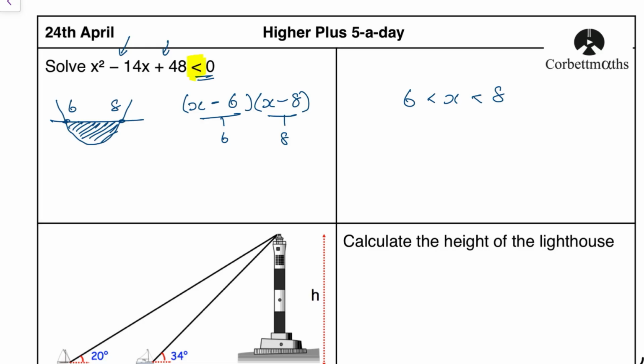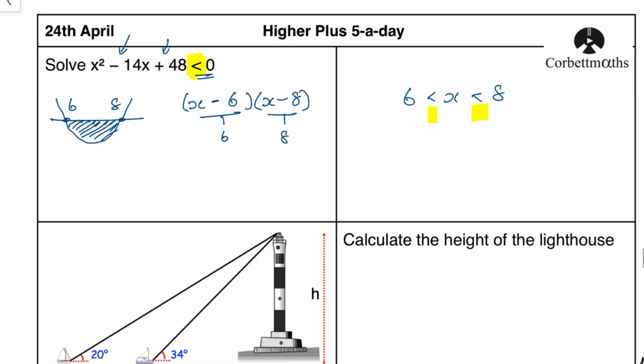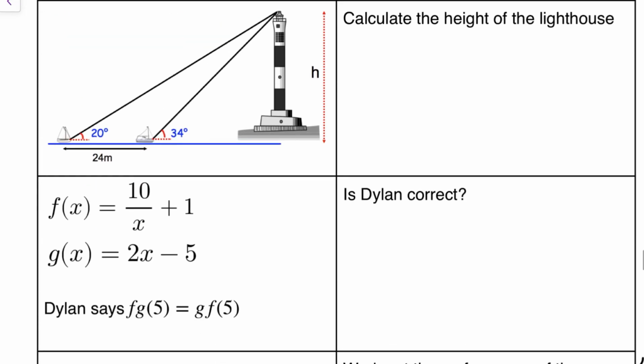Now, because this is a strict inequality, there's no equal sign. These are also going to be strict inequalities. Either way, question done. Next question.